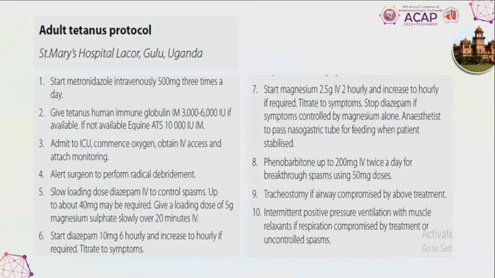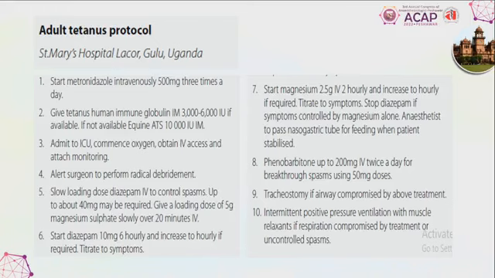Metronidazole intravenously 500 milligrams 3 times a day to control the anaerobic infection. Give tetanus human immunoglobulin 3000 to 6000 units, but now it is recommended that 500 units intramuscular should be given. Admit to ICU, commence oxygen, obtain IV access and attach monitoring. Alert the surgeon to perform radical debridement. It is very important. You have to remove the focus.